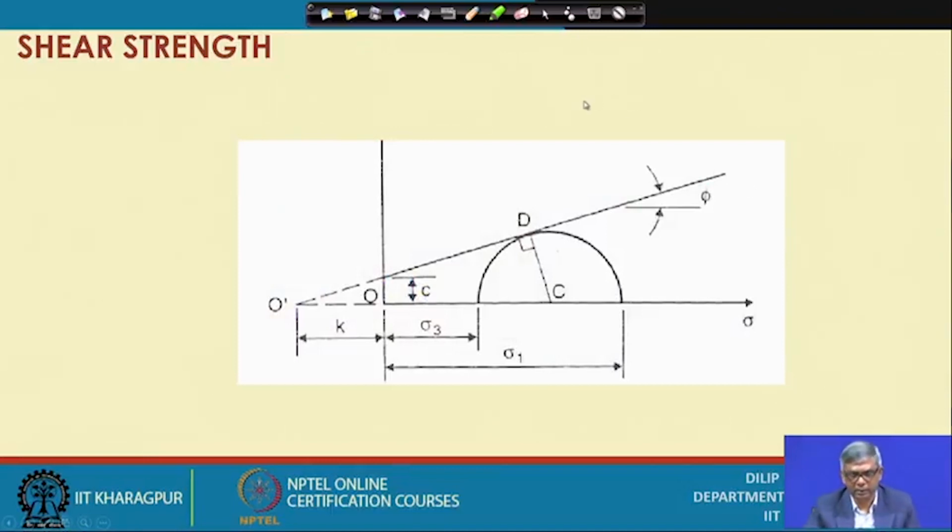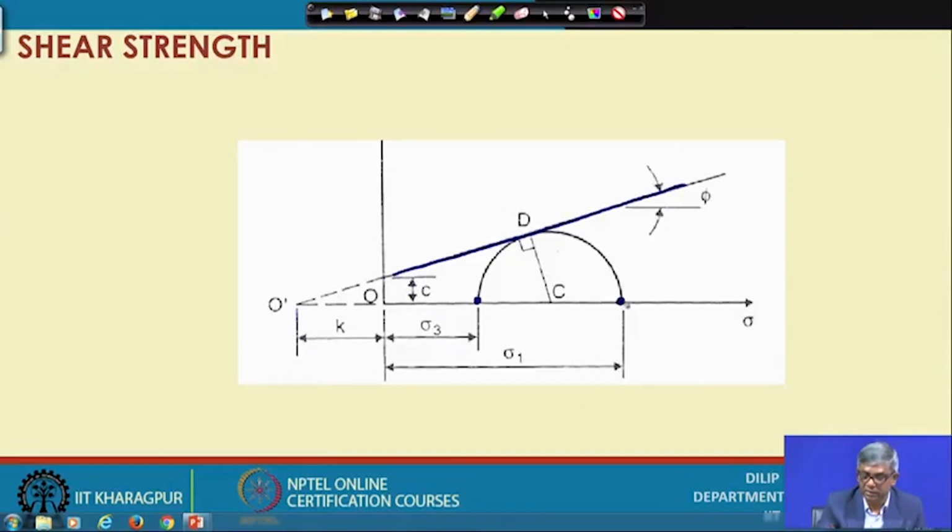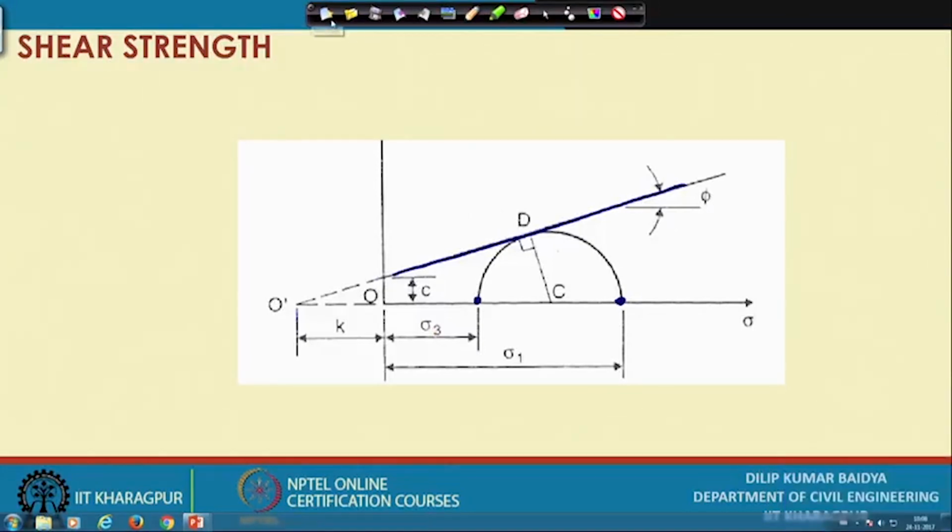Now, we can see a general form of the shear strength Mohr circle. In this Mohr circle, suppose this is the failure envelope, which has an angle phi and an intercept C, and this will be sigma 3 and this will be sigma 1. Now, we can relate sigma 1, sigma 3, phi and C geometrically. Let us consider this, and I will show that in the next slide.